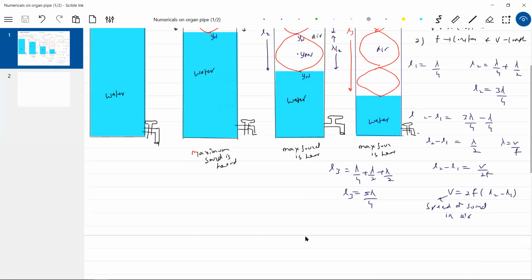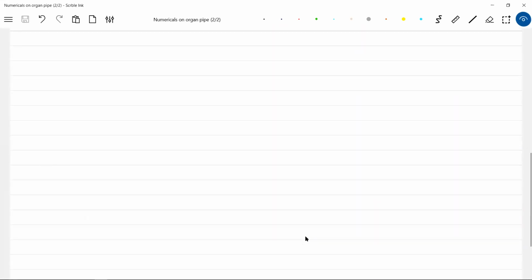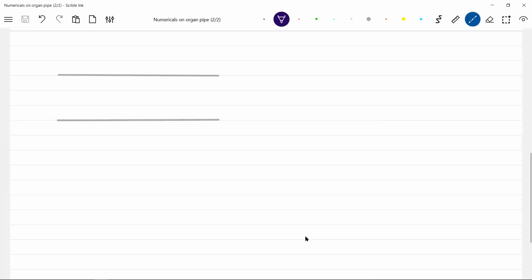Okay, so we'll take the next. Yesterday I asked you to think about how the reflection at an open end usually occurs. Let me give you a better example. Now the compression, I'll just show it.